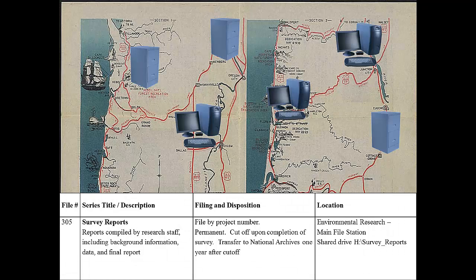A file plan lists the different types of records maintained by an office, along with information about where and how those records are stored and how long they are to be kept. It doesn't take long to prepare a file plan, and there are several good reasons to create one.